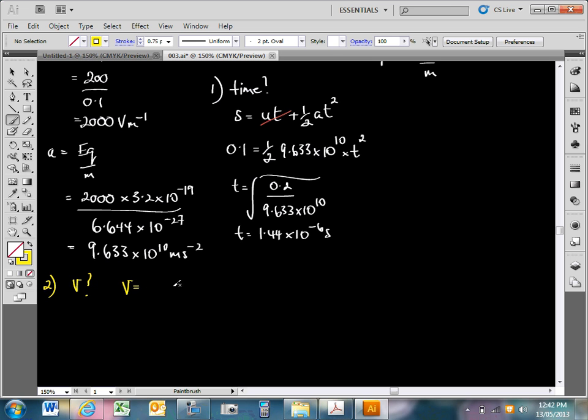We could use v equals u plus at. v squared minus u squared equals 2as. We have this, we have this. This is all fine. This is both fine. I like this one. It's probably a little bit quicker, less confusing. We haven't got any negative signs in there. Initial velocity 0. v equals 9.633 by 10 to the 10 multiplied by 1.44 by 10 to the minus 6.